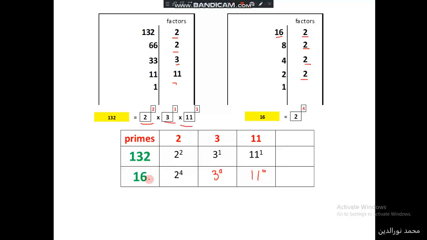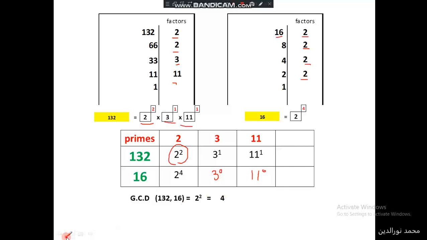And then to find the GCD of this pair of numbers, 132 and 16, we take the prime factors with the smallest power, the common ones. So we take 2 power 2, 3 power 0, and 11 power 0. So the GCD is 2 power 2, which is 4. 4 times 1 times 1 is 4.